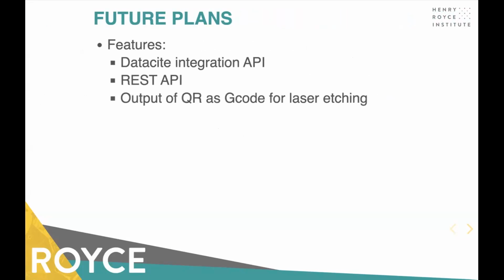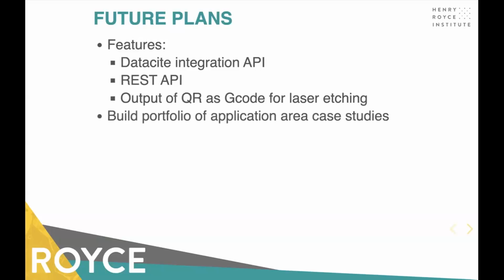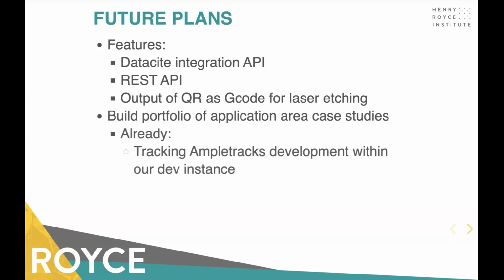We want to also output our QR codes as G-code. This is for laser etching if you want something to be persistent on an object. We want to build a portfolio of application area case studies. So this is the context when I was talking about how Ampletracks is context agnostic. We want to look at ways in which users have been contextualizing Ampletracks. One way in which we've been contextualizing Ampletracks is we're tracking Ampletracks development within our dev instance.